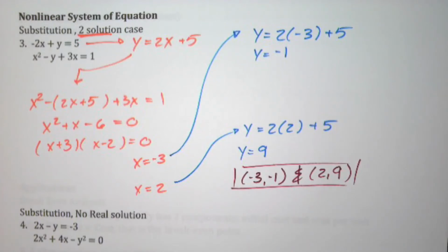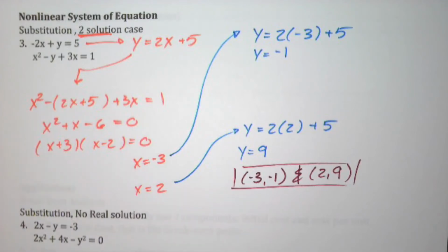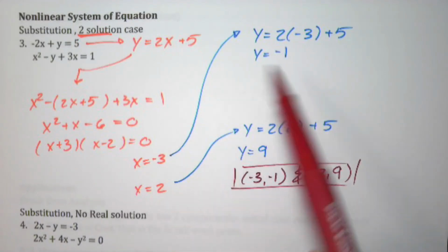So same strategy. We're isolating the variable on our simpler equation. We substitute into the other. Then whatever methods we had for solving, like solving quadratics, we're just using exactly that. If it breaks into two cases, we just look at each one separately.